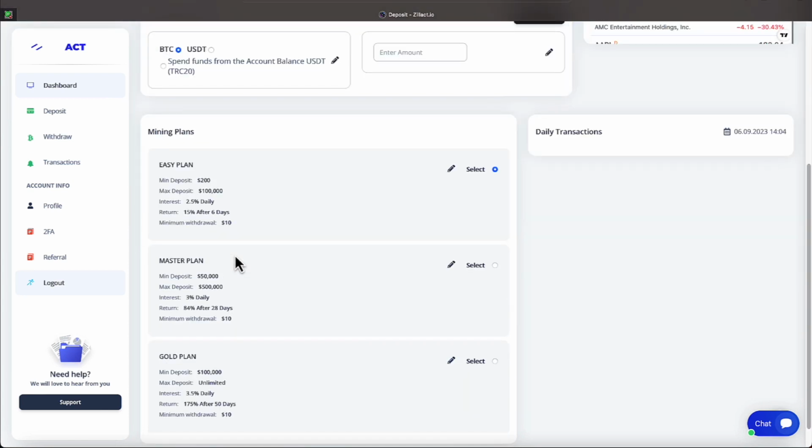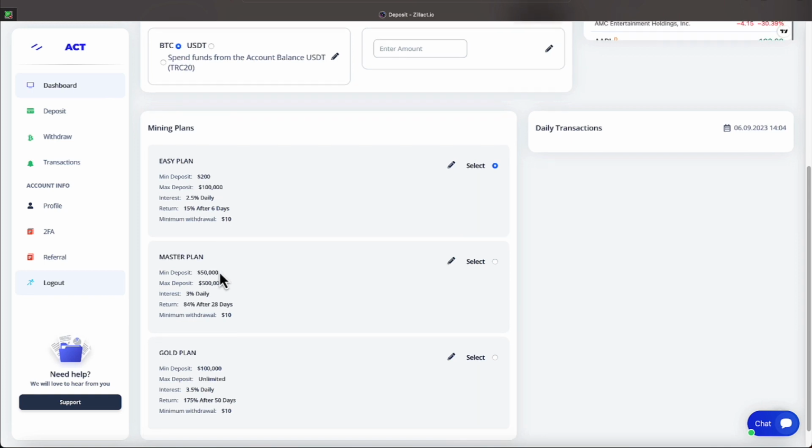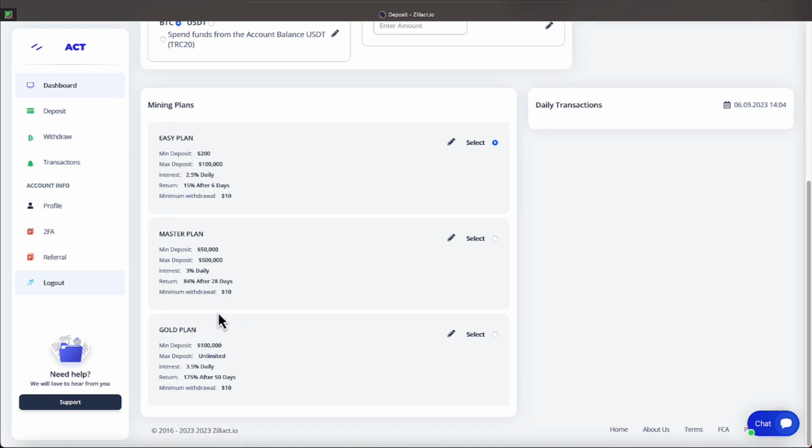While I'm over on this page, the easy plan consists of having $200 to join. And any deposit after that will be $200. Every 12 days, you need to deposit $200 more on your Easy Plan account. And you can stay in this plan up to a maximum of $100,000. Again, this is the Easy Plan. And the interest rate is 2.5% daily. And the rate of return is 15% after 6 days. Anytime you do a withdrawal, it's the same across the board, everyone. It is $10.